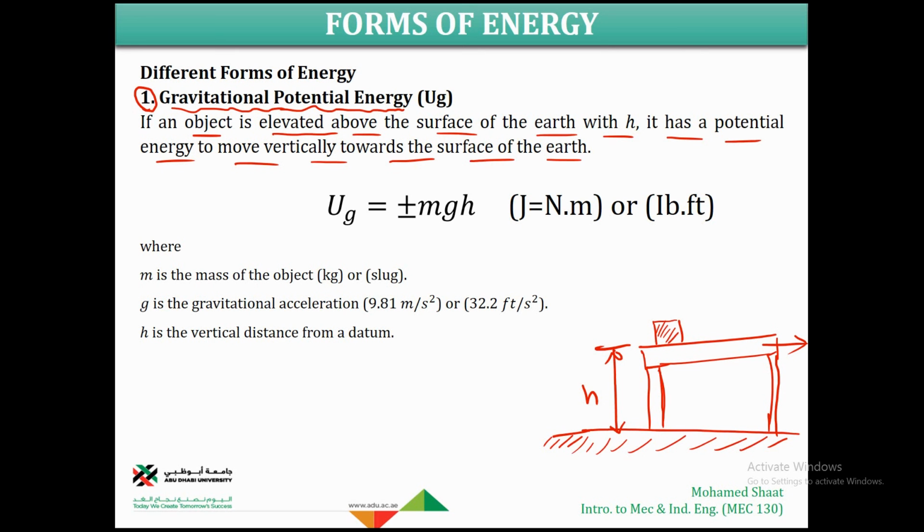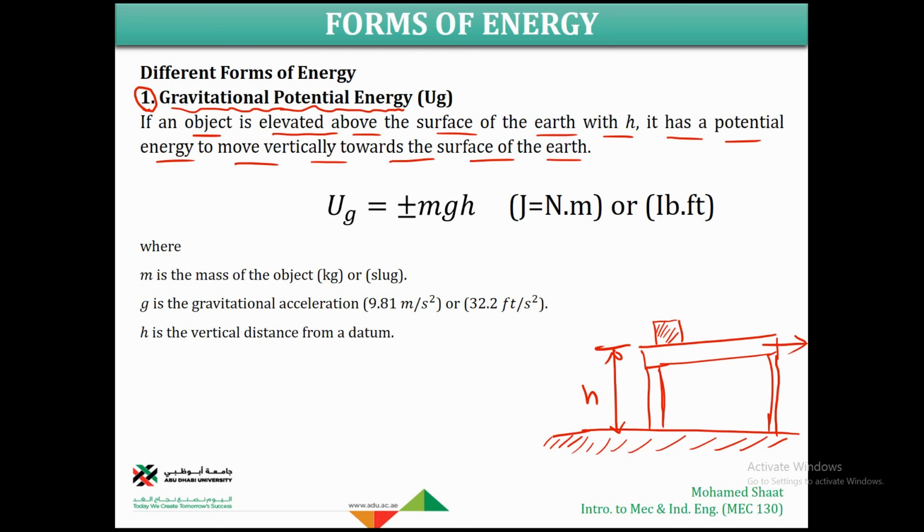So once we set an object on top of any other surface that is elevated from the ground, we're going to say that this object has the potential to move, has the capability to move, but we are preventing the movement of this object because of the table. But once we remove the table, it's going to fall down.